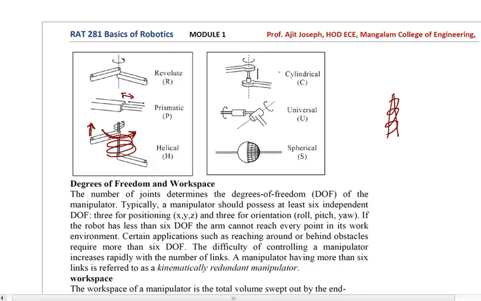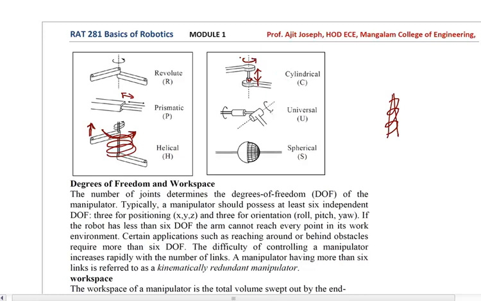Or you may have a cylindrical joint. What happens in a cylindrical joint is that you are having a movement in this direction, which is angular in nature, a full 360 degrees. And if you want to move here, there is another joint here which basically provides movement in this direction or bottom direction. So that's a cylindrical joint. It's a combination of revolute and prismatic together. That is called a cylindrical one.